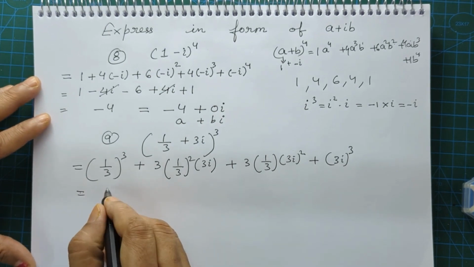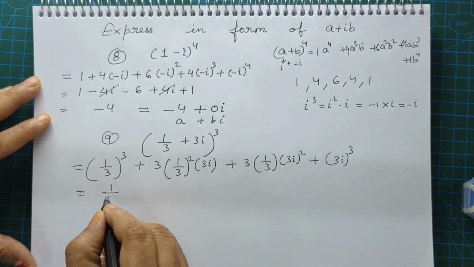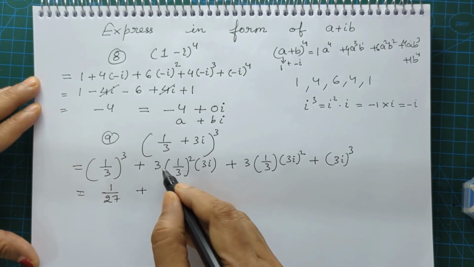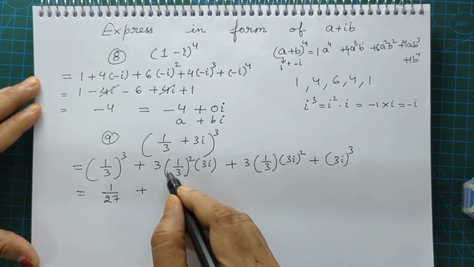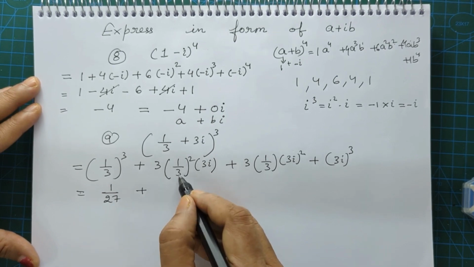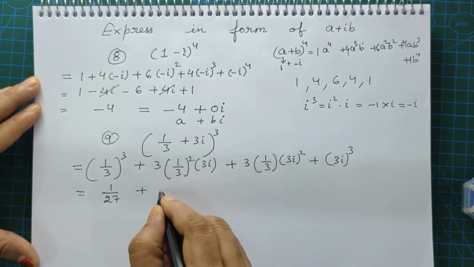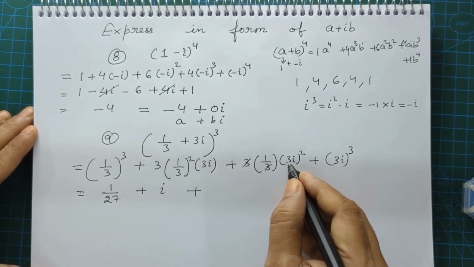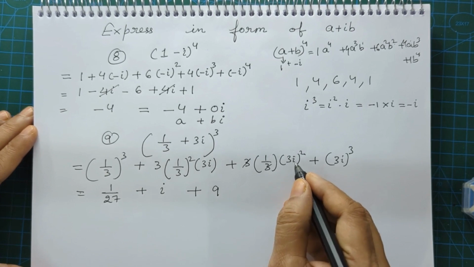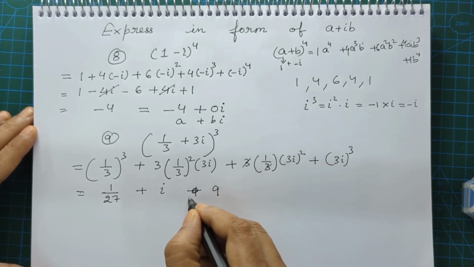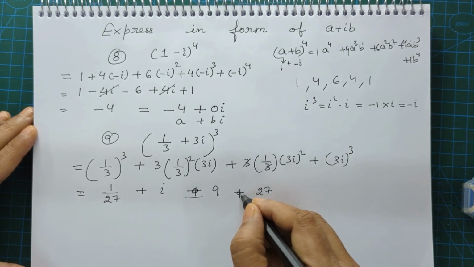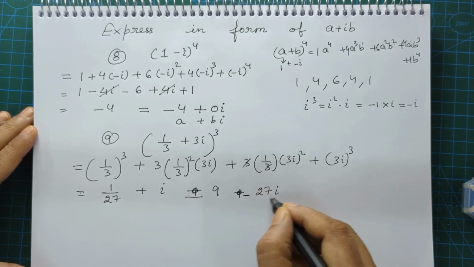1 by 3 whole cube is 1 cube by 3 cube, and 3 cube is 27. Plus 3 times 1 by 3 square times 3i: 3 times 1 by 9 is 1 by 3, and this 3 cancels, so the second term is just I. Here the 3's cancel. 3 square is 9, I square is negative 1, so this is negative 9. Plus 3 cube is 27, I cube is negative I, so this is negative of 27I.